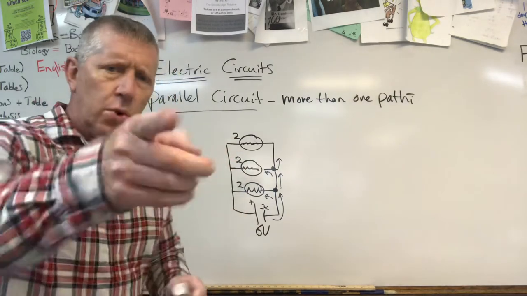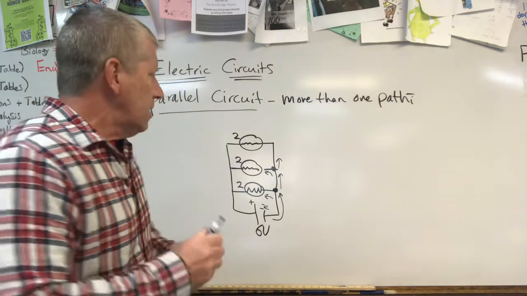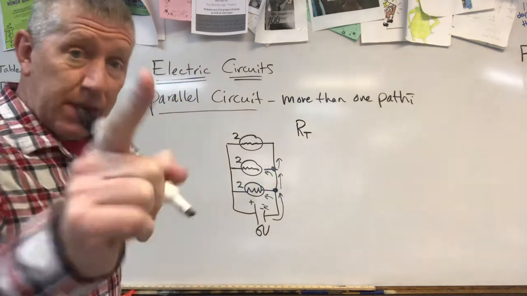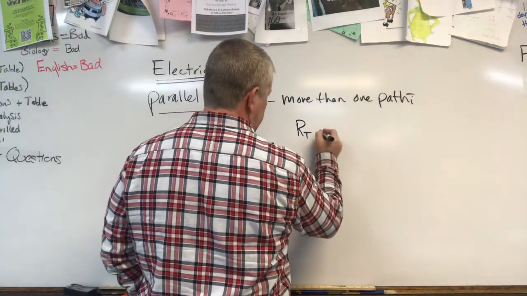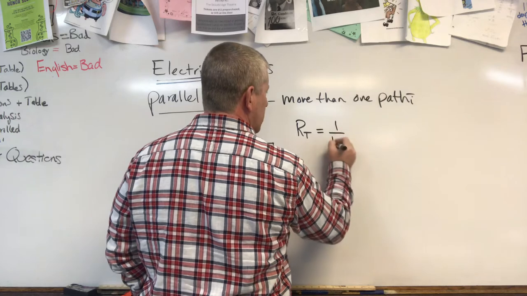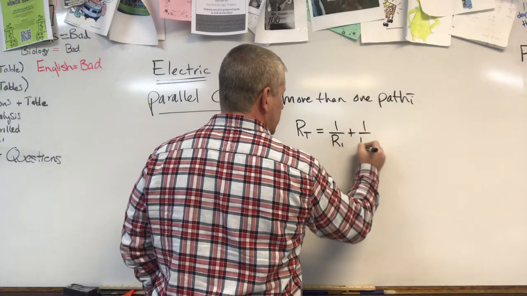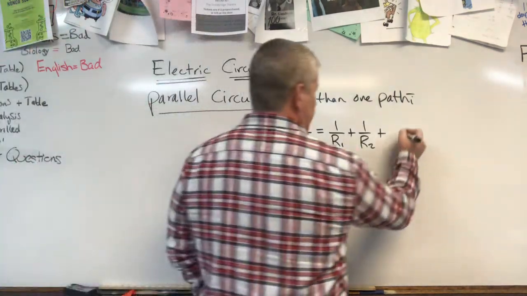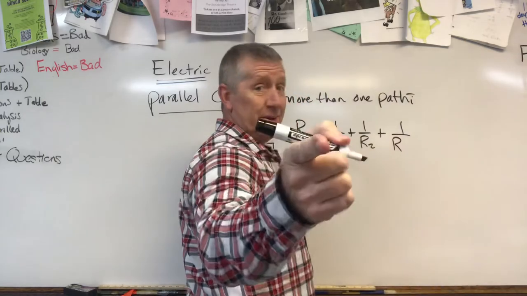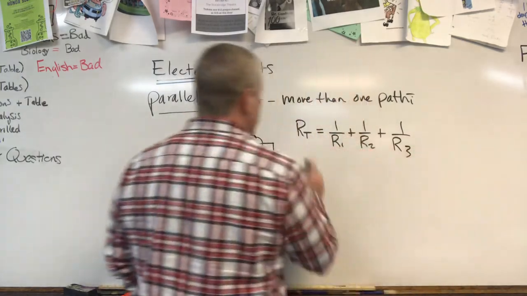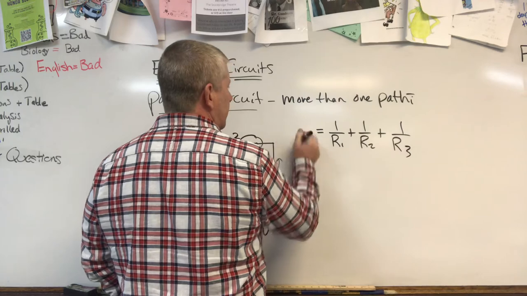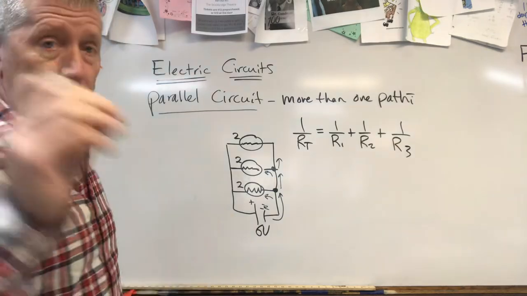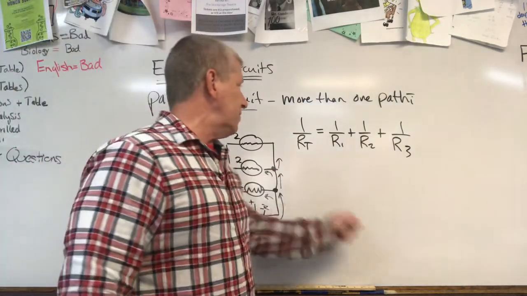Okay, so that's parallel. Well, let's do a quick, real quick math on this like we did last time. Let's calculate the total resistance, RT. When it's in parallel, what we do is we add them in reciprocal. So 1 over R1 plus 1 over R2 plus 1 over R3. This is going to give me actually not RT, but it'll give me 1 over RT. This is how we solve for resistance in a parallel circuit. So you add them in reciprocal, and it gives you the answer in reciprocal.